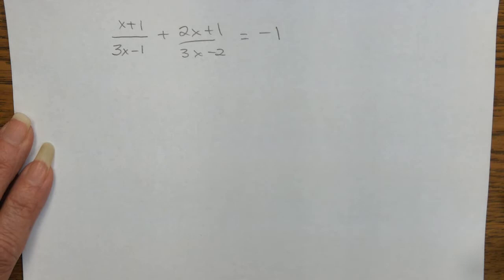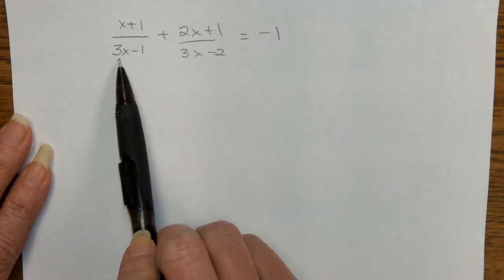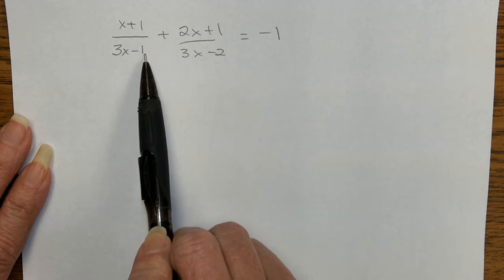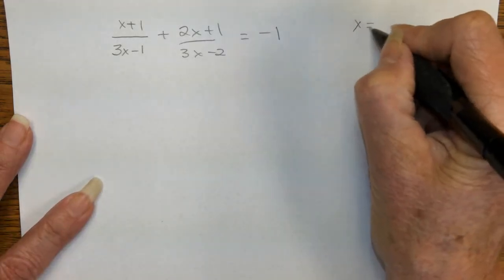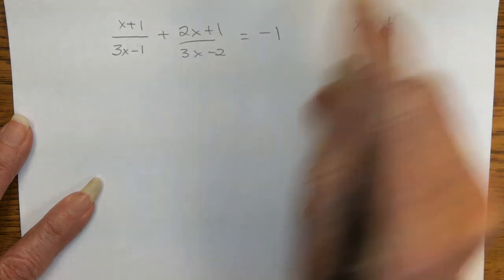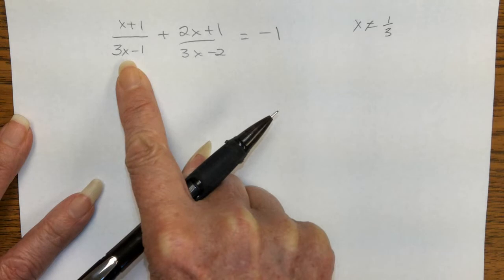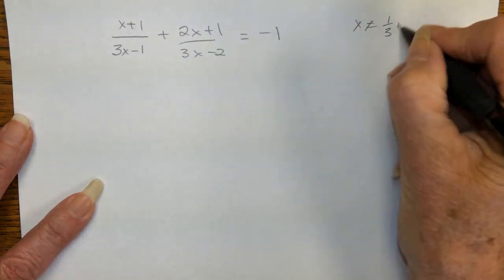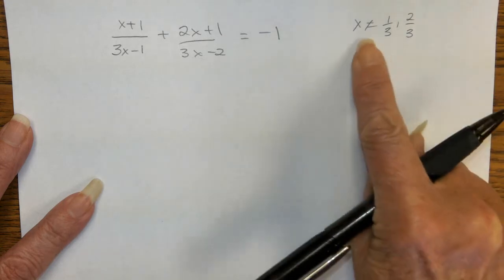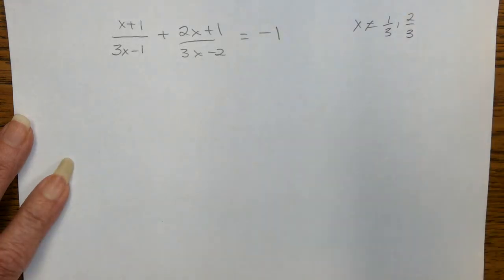But before we do that, let's take a look at what we know our answer cannot be. If we set this denominator equal to 0 and solve, we get 1/3, which means that if we put 1/3 into this denominator, for x, we're going to get 0. We don't want that. We're going to do the same thing over here and get 2/3. So our answers cannot be 1/3 or 2/3. We need to keep that in mind and check it out at the end of the problem.